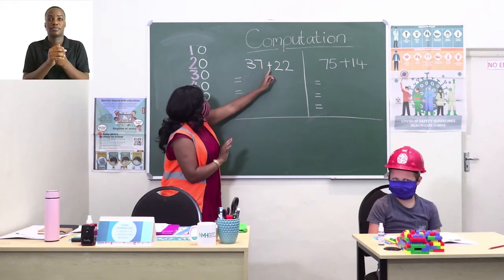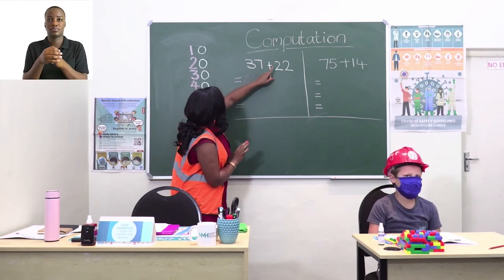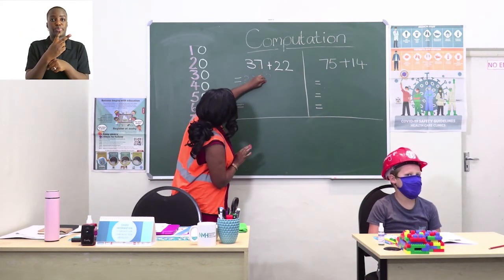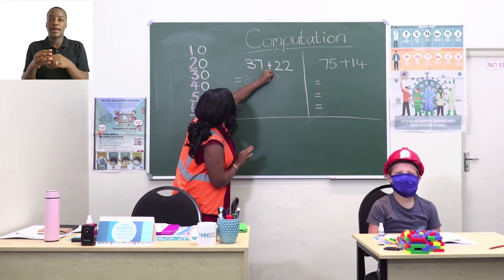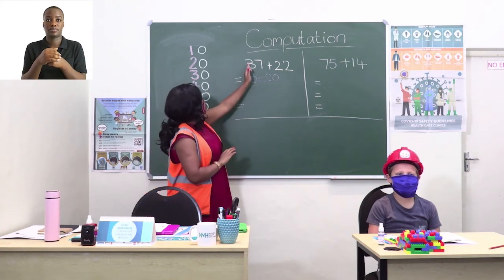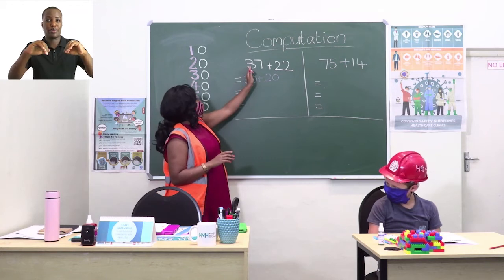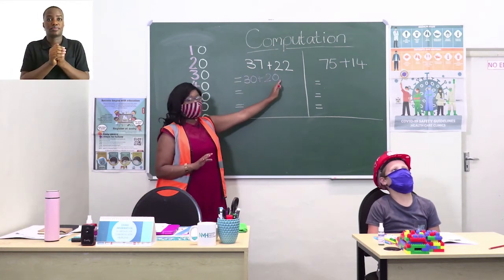Then we're going to take our 2 and put it here, and add a 0 to our 2. So we have decomposed these two numbers. These two digits, we have removed them and added zeros to them.